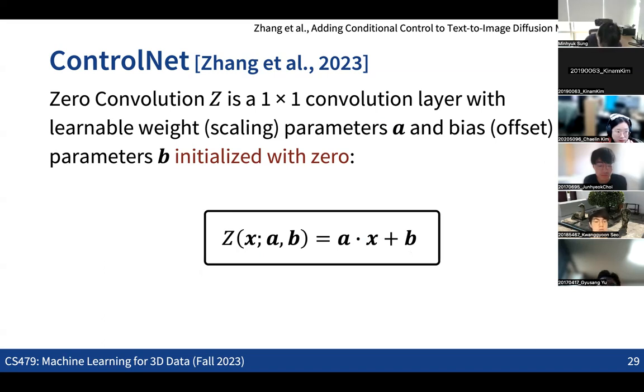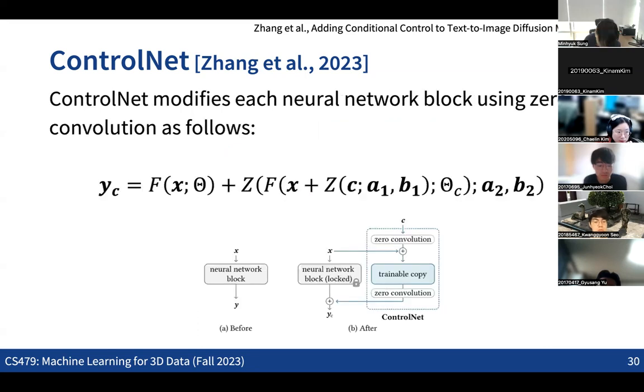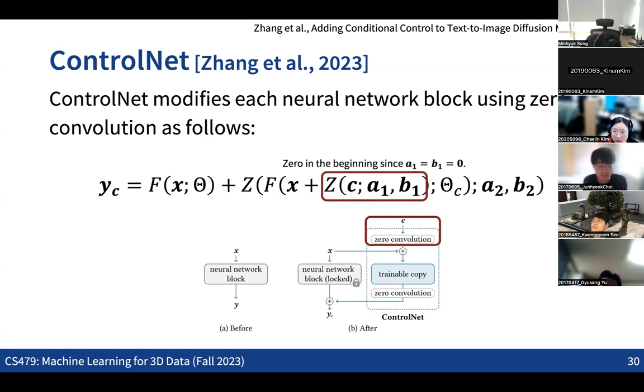Based on this, we make this architecture here. It looks a little complicated, but let's go over some of the details. At the very beginning, from the given input condition, we feed it into the zero convolution. Before the fine tuning, we just get zero, because both parameters of the zero convolution layer are initialized with zero. So the output of this zero convolution will be zero.